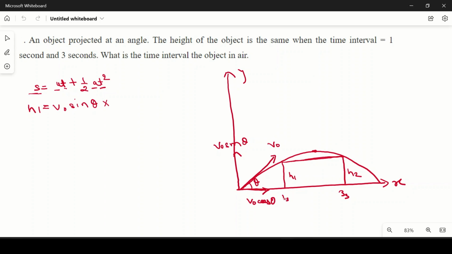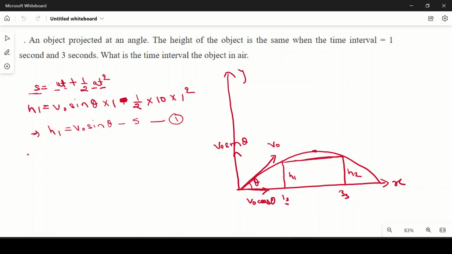T is 1 second at this point, so t is 1 second. The object is moving in the vertical upward direction, and gravity is in the downward direction. So this acceleration will be minus, half into 10, g is 10, into time 1 square. So h1 will be v naught sin theta minus half into 10 into 1, which is 5. So this is equation number 1.